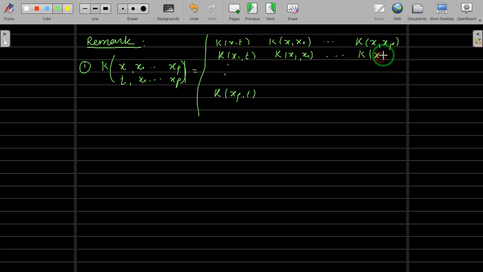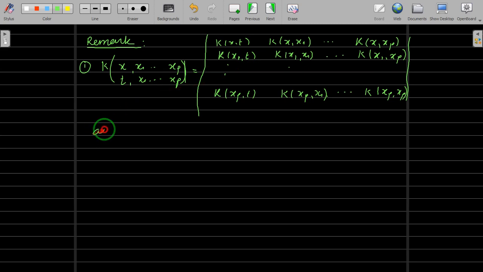Here you will have K(x1, x1), K(x1, xp), then K(xp, x1), and last we will have K(xp, xp). So this will be your determinant of order p plus 1.